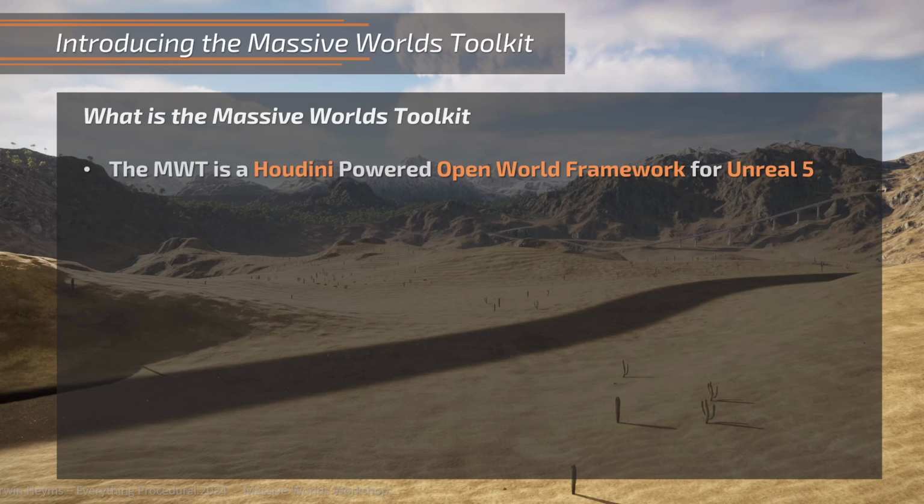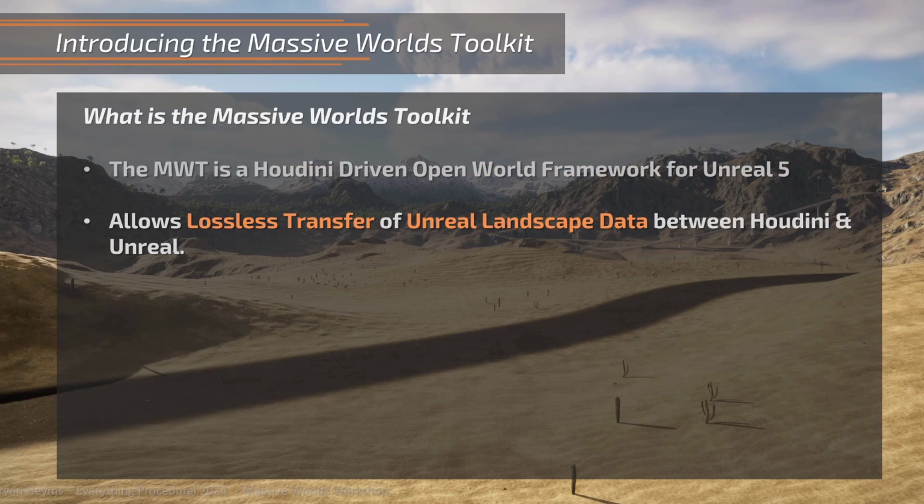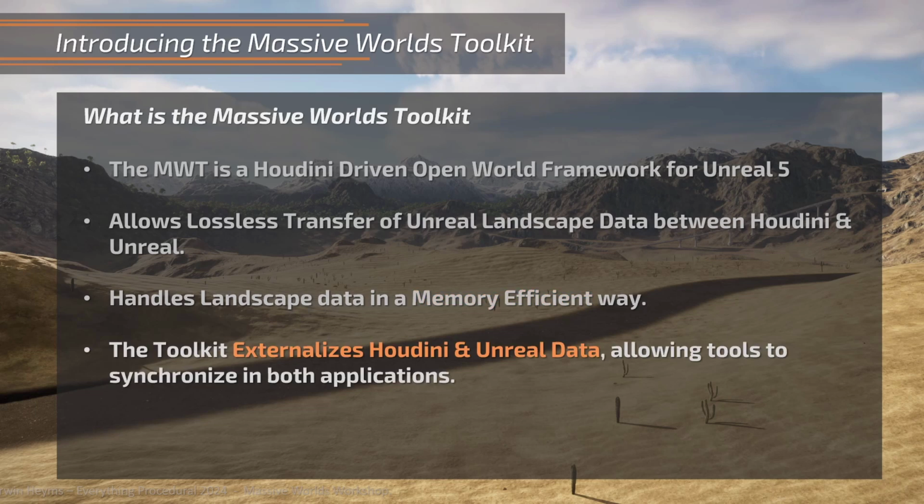Alright, pretty cool. So let me quickly explain to you what the Master Worlds Toolkit is. As you might have gathered from this video, the Master Worlds Toolkit is a Houdini-powered open world framework for the Unreal Engine 5. It allows for lossless transfer of the Unreal landscape data between both Houdini and Unreal, and it handles the landscape data in a memory-efficient way.